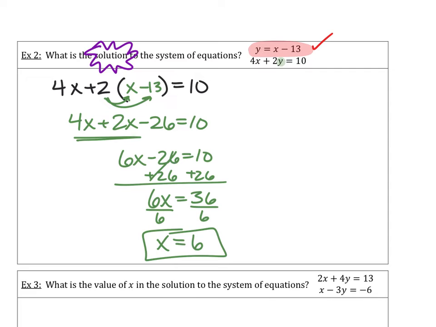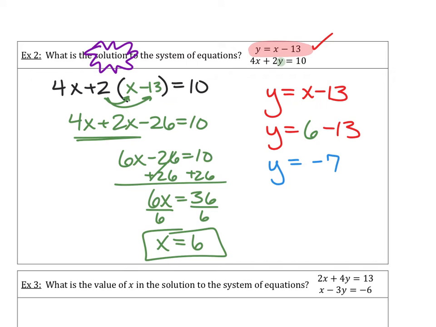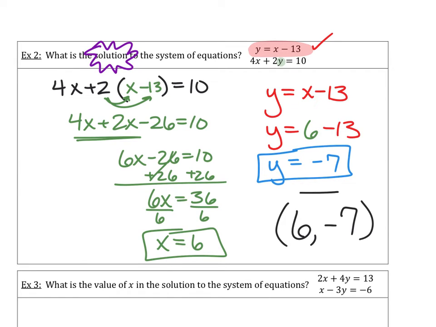Remember, that's only half of my whole answer. I need a coordinate pair. So I'm going to take that isolated equation, the red equation, and instead of x, I'm going to plug in that value I just got for x, which was 6. And 6 minus 13, that's negative 7. So I have both parts of my solution. To make this our final answer, we just make it a coordinate pair, 6, negative 7.